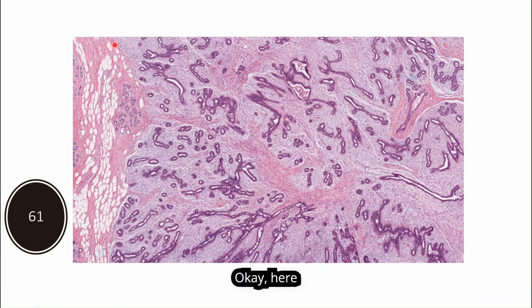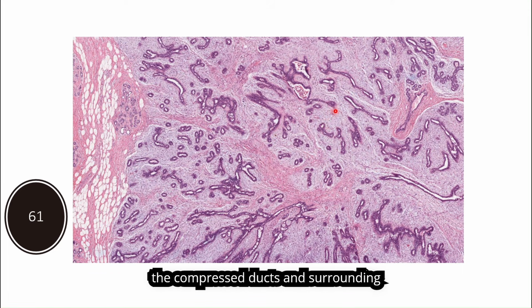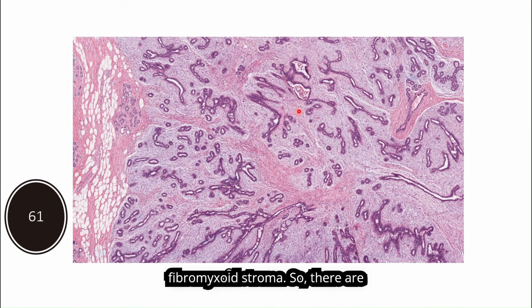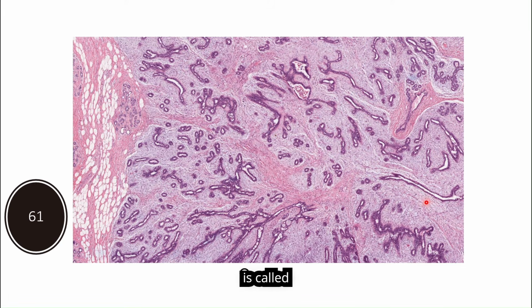Okay. Here, this is the part of normal tissue. So this is the breast tissue showing acini and duct. Here, some part of tumor showing sharp demarcation, and these are the compressed ducts and surrounding fibromyxoid stroma. So there are two types of architectural pattern in fibroadenoma. One is called intracanalicular and second is called pericanalicular pattern. This is the slide of fibroadenoma.